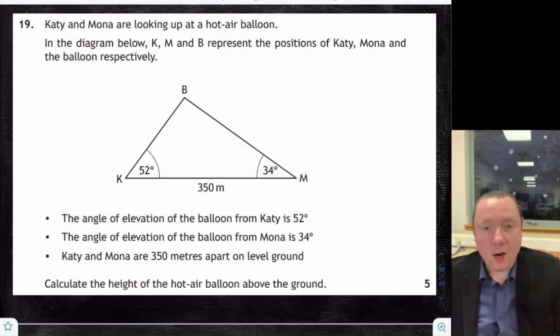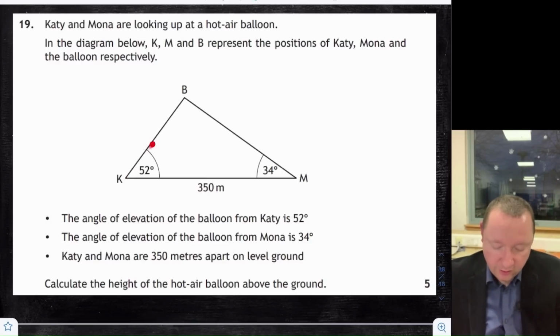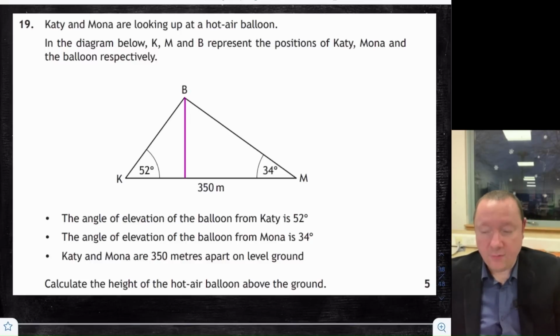It's quite a hard question. It's why it's worth 5 marks. Notice it's not asking me to calculate any of these diagonals, it wants me the direct height. So I can draw in a direct height here to show this, just by drawing a straight line down. And that's the side it wants me to calculate. Do not be tempted to think that cuts this line in half.